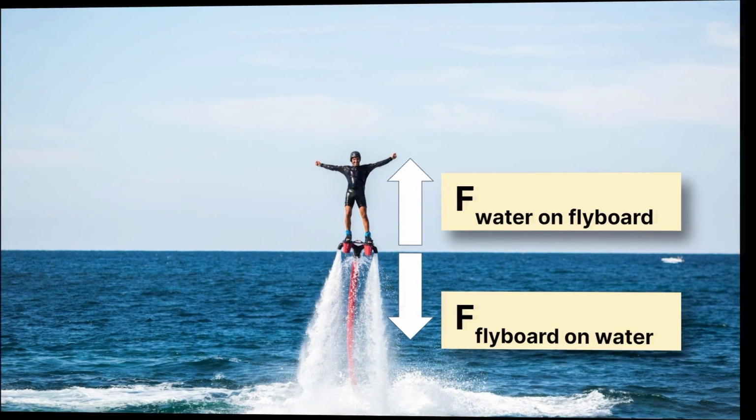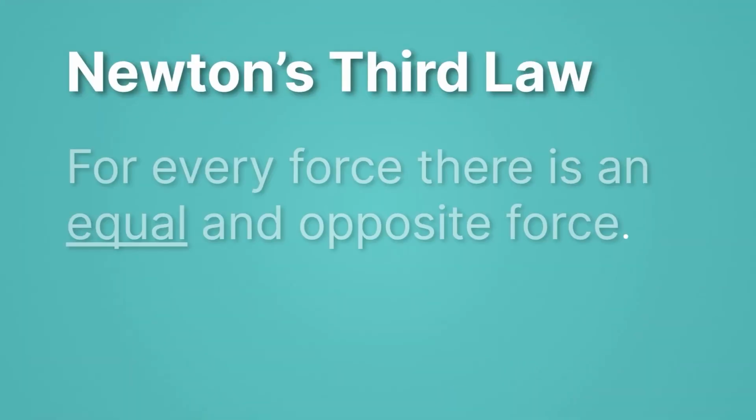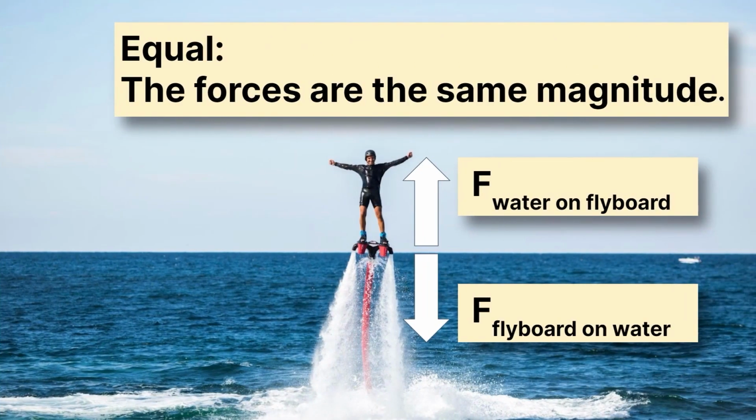All right, let's think about Newton's third law in this example. For every force, there is an equal and opposite force. Let's focus in on equal. The forces are the same magnitude. So notice those arrows are drawn at the exact same size. So if the force downward on the water is 100 newtons, then the force upward on the flyboard, and hence the man, would be 100 newtons.